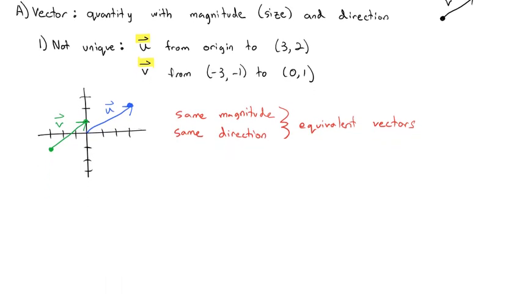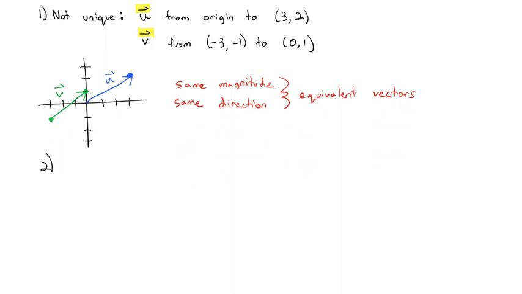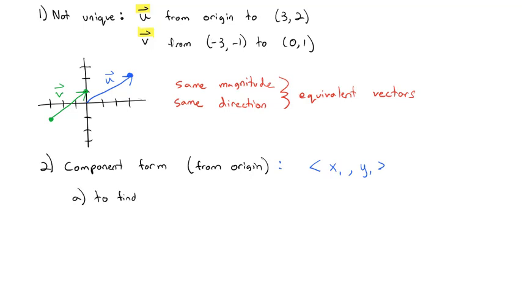Now we need a good way to represent vectors. And one way we can represent vectors is what's called component form, which basically means it is the size and direction from the origin. And usually we represent the vector with pointed brackets, the x-coordinate and the y-coordinate from the origin. Now, vectors aren't always set up from the origin. So to find the component form, what we can do is subtract the terminal point minus the initial point.